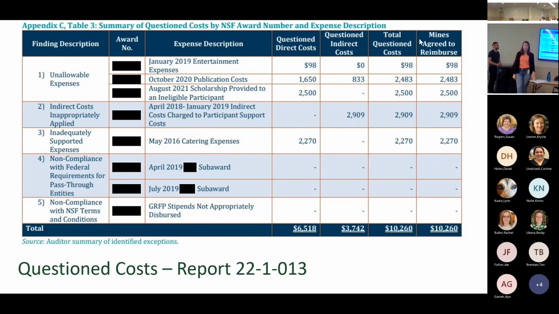Inadequately supported expenses. There were no itemized receipts. I know you hear it from pretty much BFS and everybody: we need an itemized receipt. And this is why, because without the itemized receipt, we cannot demonstrate to the feds what was actually purchased and that it was a reasonable cost.